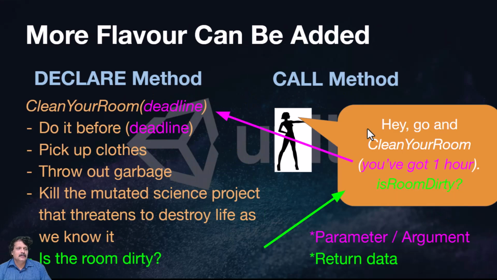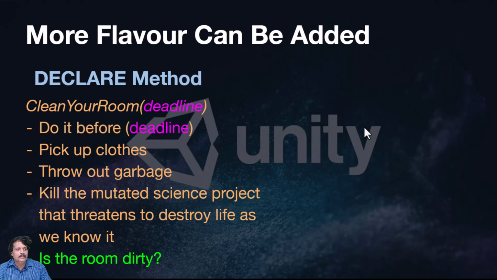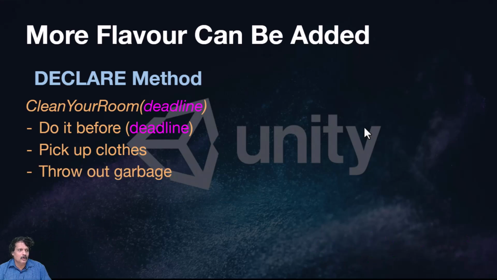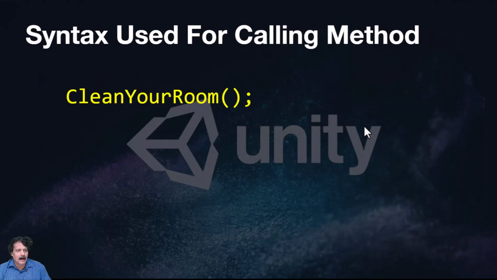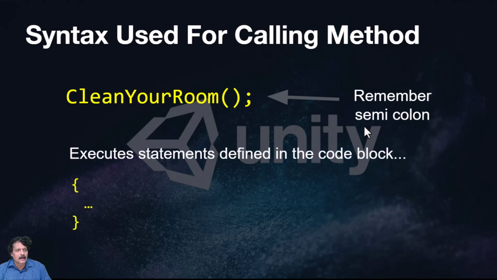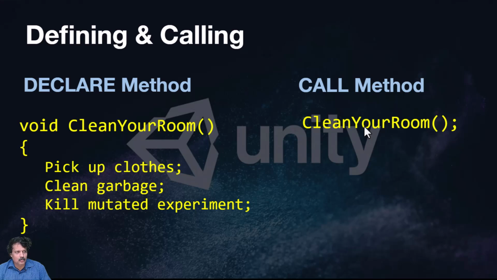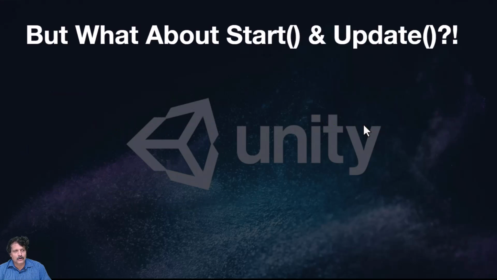So, after this, you have now understood how to declare the method and how to call the method. And after this, we are going to execute the code block, and this is how we declare the method: void clean your room, pick up clothes, clean garbage, kill mutated. All this comes under declaring the method, and to call the method you just call it as clean your room.